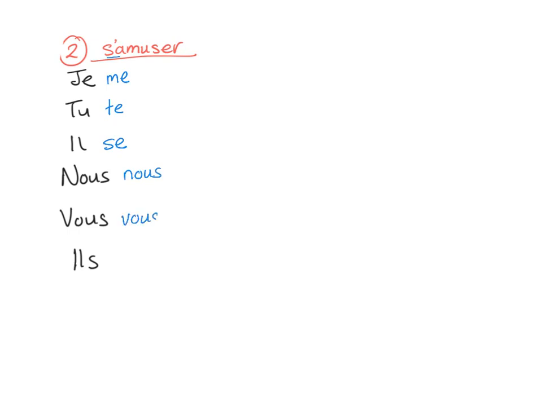Je me, tu te, il se, nous nous, vous vous, il se. Now on to the second step. Again, er verb, knock off the er and we're left with our stem, our root. So we're going to write that down.